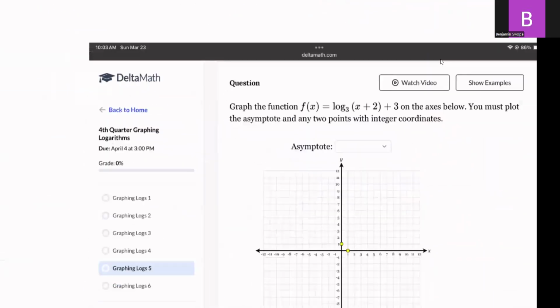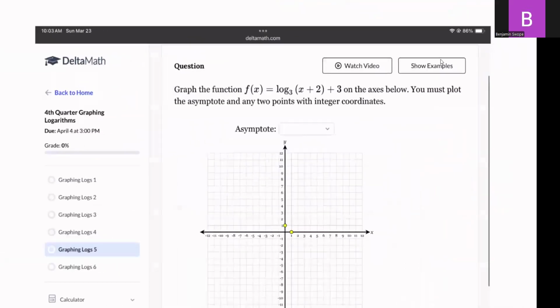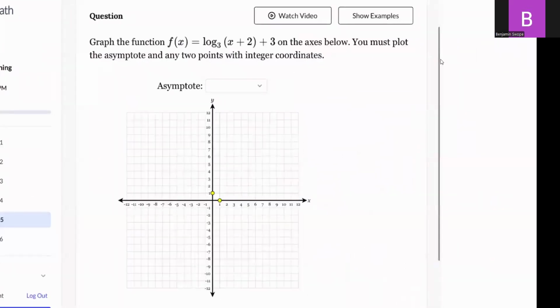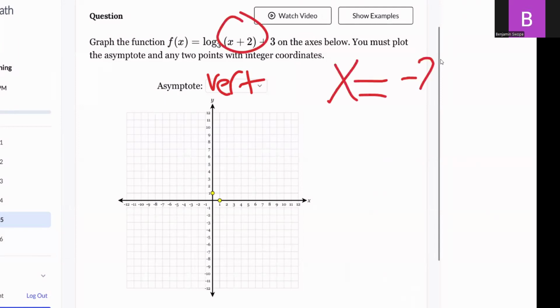All right, let's look at our final example. I'm skipping a little bit. I'm going to example 5 on the Delta Math. We're going to see we have an H and a K value for these last two. So get your vertical asymptote. So this one, it's the opposite of what you have or what your H value is, -2. Go ahead and plot that.